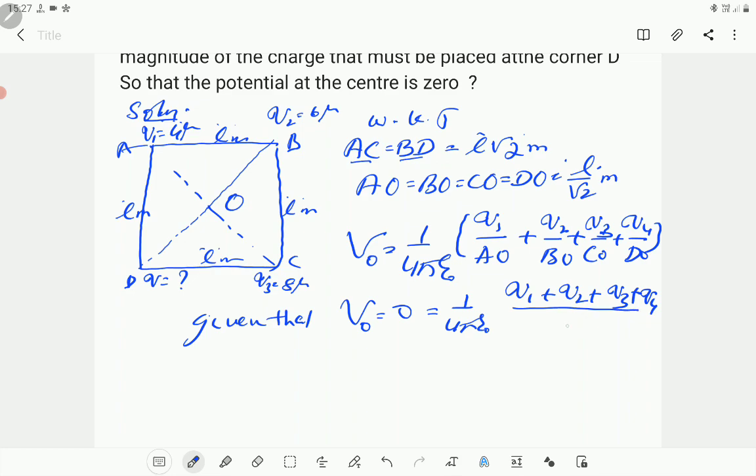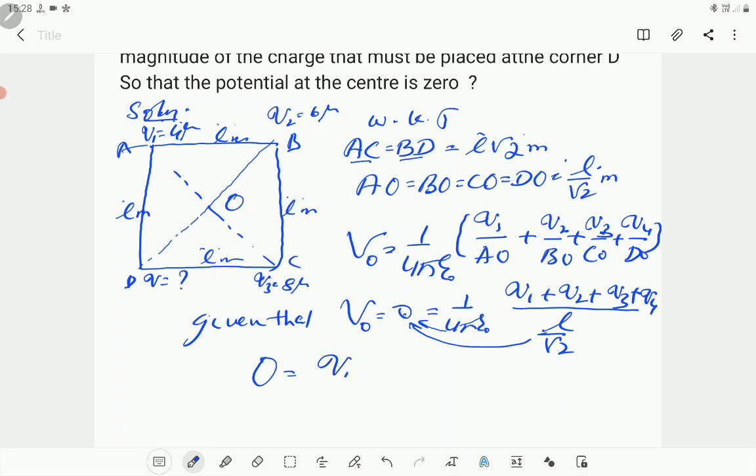divided by AO. Or you can write instead of AO that equal to BO, CO, DO, L by root 2. ನೋಡಿ, ಇಷ್ಟು ಕಾಮನ್ ಇರೋದ್ರಿಂದ you can cross multiply to 0. So rest the whole thing will be 0. 1 over 4 pi epsilon into 0, L by root 2 into 0, 0. So left side will be 0.